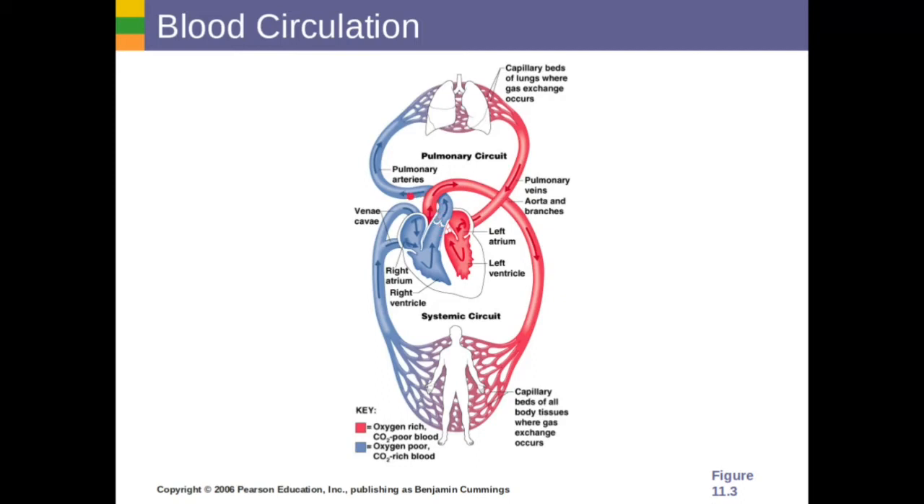Branches off to the right and left lung through the pulmonary arteries. And then the vessels branch smaller and smaller into smaller arteries. Eventually they're little arterioles. And eventually they're so small they're only as wide as one red blood cell.